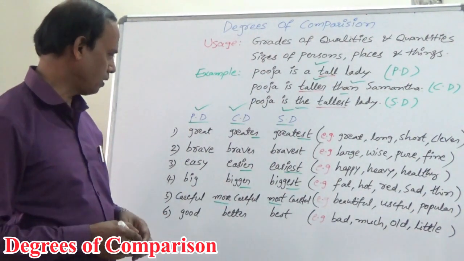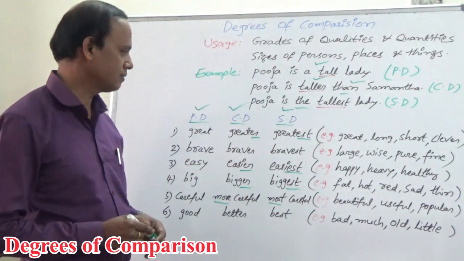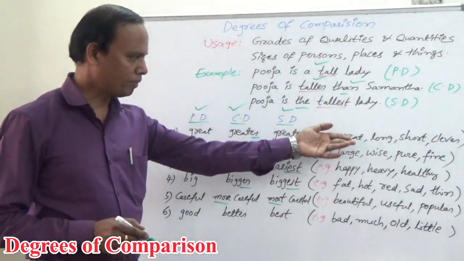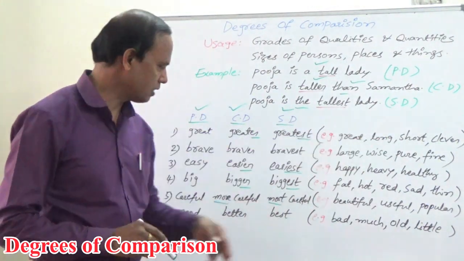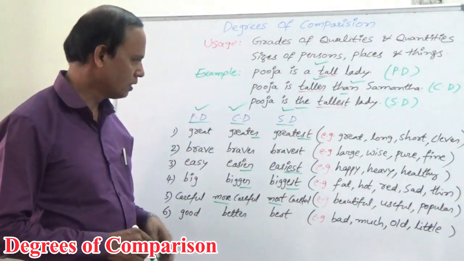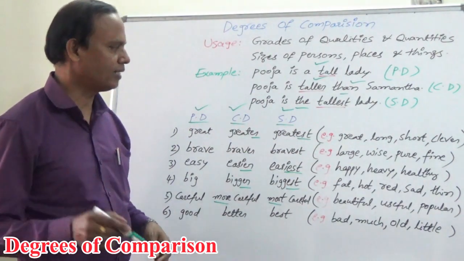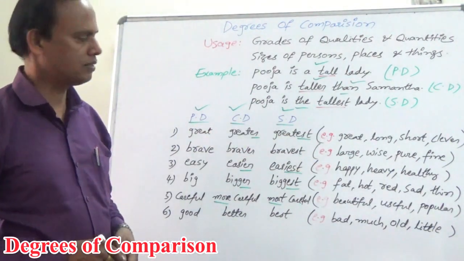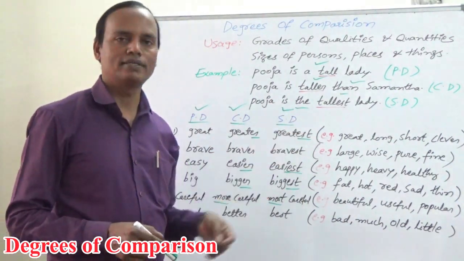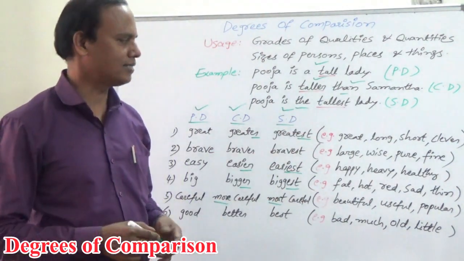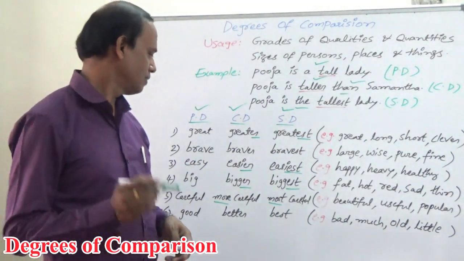My first example, great, greater, greatest. So these examples are given for your practice. All the examples are given in positive degree. So I have written here again great, greater, greatest. Then you can practice longer, longest, short, shorter, shortest, clever, cleverer, cleverest.